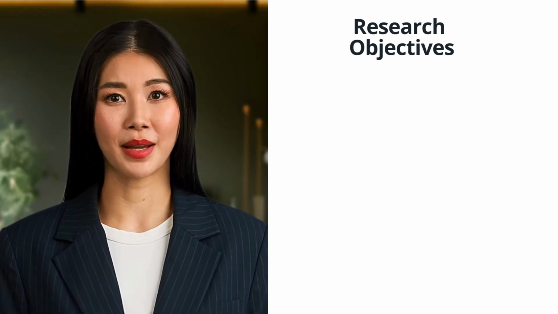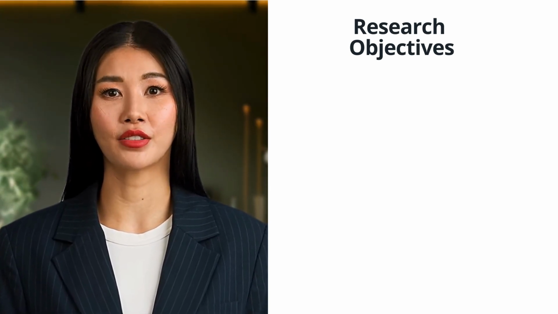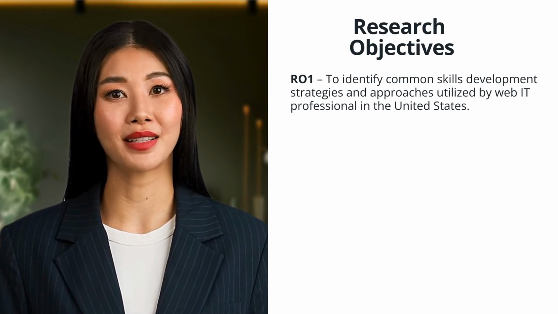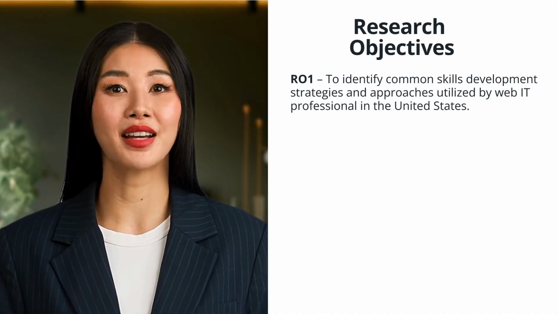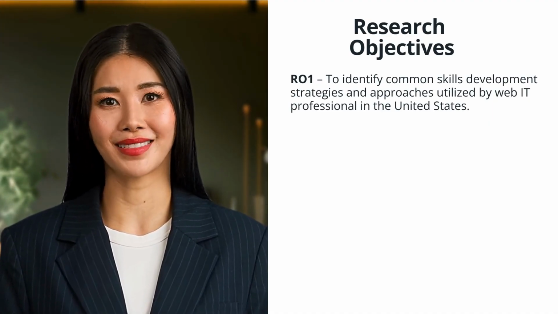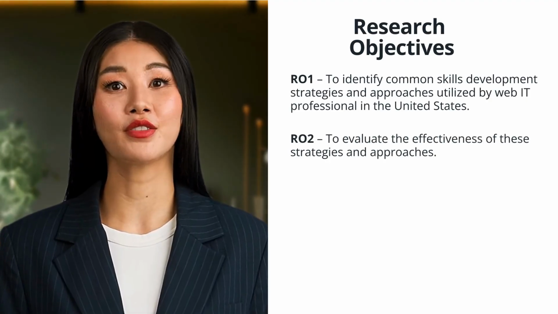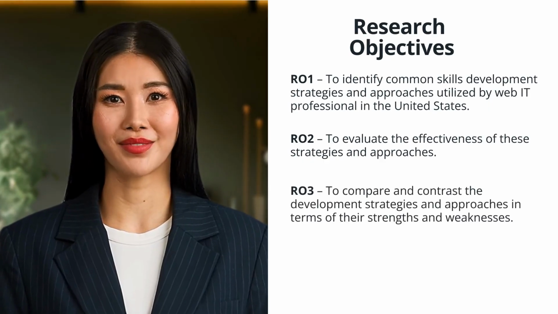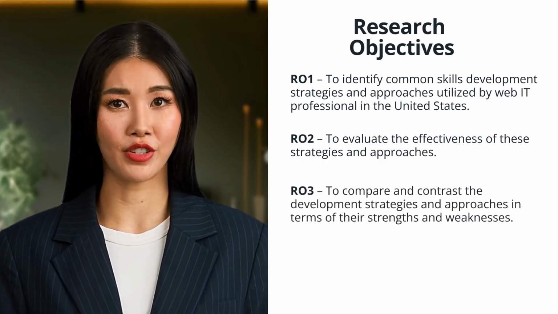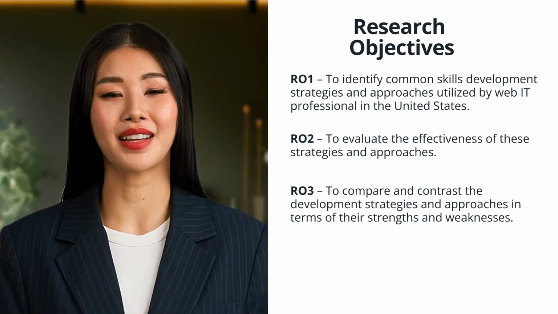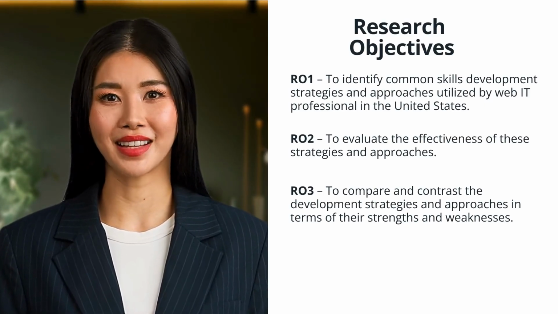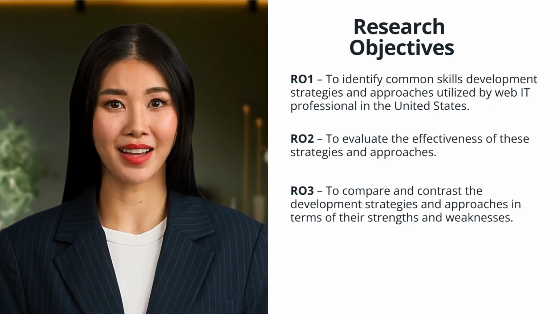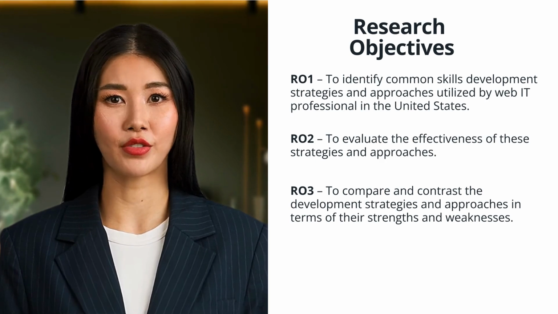Let's take a look at an example of some research objectives, ROs, to fit the research aim. RO1, to identify common skills development strategies and approaches utilized by web IT professionals in the United States. RO2, to evaluate the effectiveness of these strategies and approaches. RO3, to compare and contrast the development strategies and approaches in terms of their strengths and weaknesses. As you can see from this example, these objectives describe the actions you'll take and the specific things you'll investigate in order to achieve your research aims.